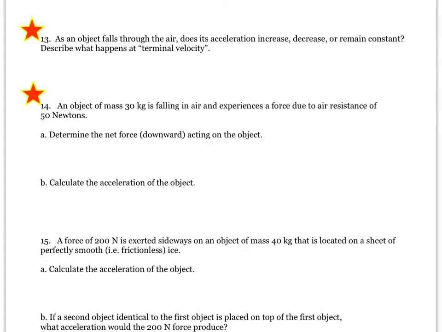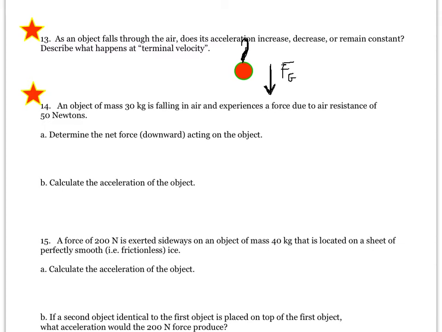Alright, number 13 and 14 have to do with falling things, an object falling through the air. And the question is, does its acceleration increase, decrease, or remain constant? So let's draw an object, and then we'll put the forces upon it. I'm drawing a Christmas tree ornament, I think. It's kind of hard to tell with my drawing. But that Christmas tree ornament is going to fall through the air, and the force acting upon that Christmas tree ornament is force of gravity. Piece of cake, right?